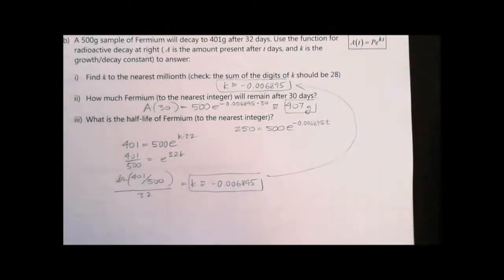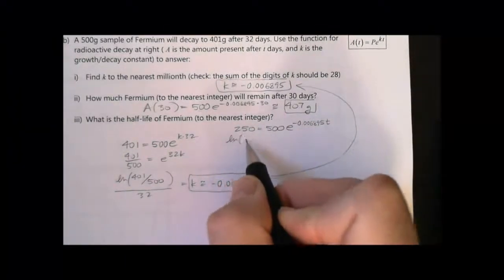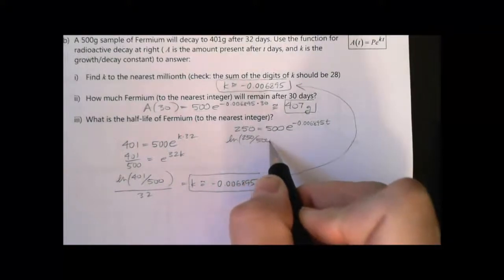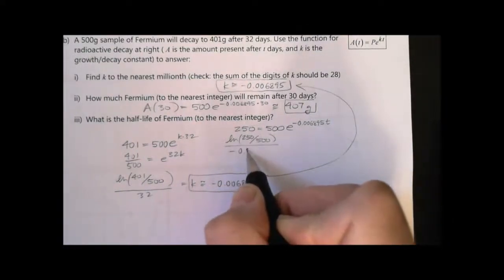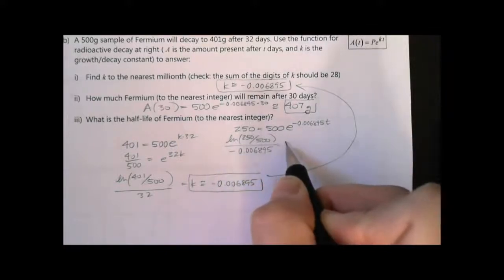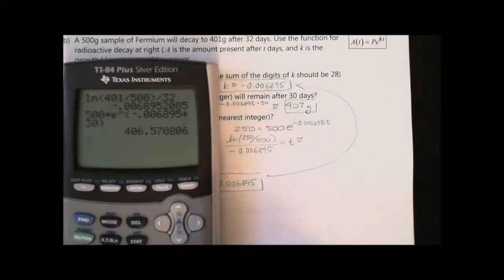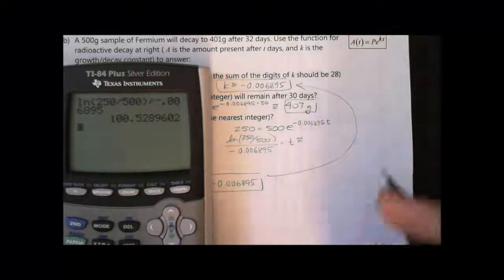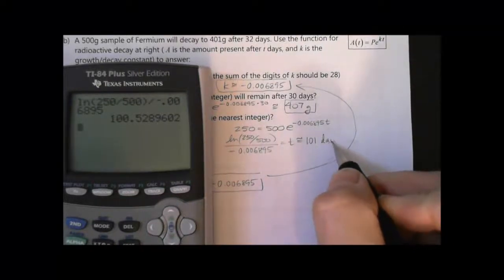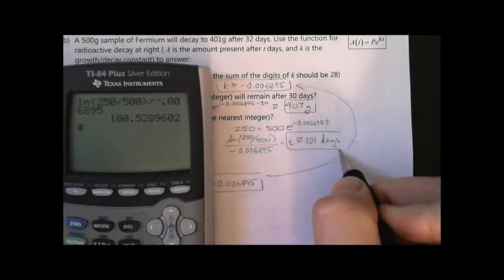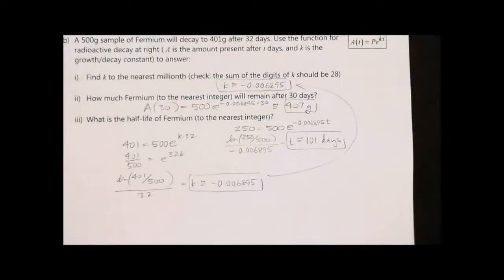And that's the equation we need to solve. In a very similar fashion, we're going to get the natural log of 250 over 500, over minus 0.006895 is t, which is approximately something. We'll go ahead and calculate that. So we have the natural log of 250 divided by 500, there's the 1/2, divided by minus 0.006895. We get 100, and to the nearest integer, it would be 101 days. That's the answer to that one.